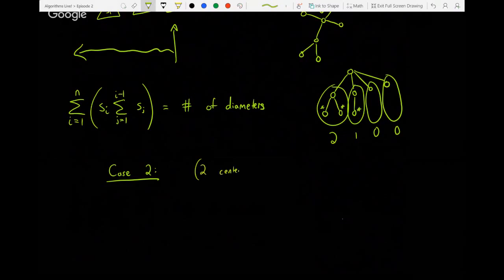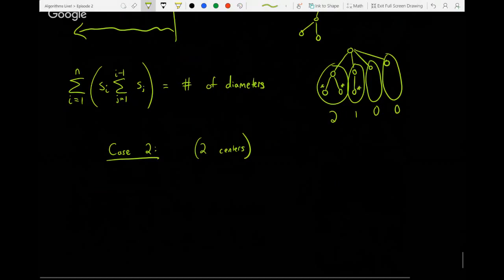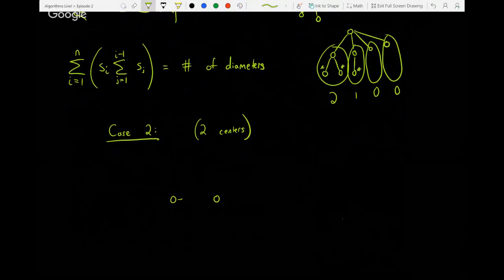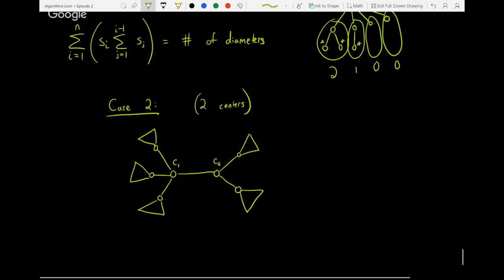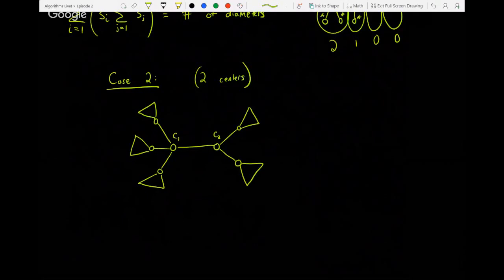Case 2 is a little easier. That's the 2 centers case. So I have 2 centers here. I have C1 and C2. And I have some subtrees hanging off. Maybe something like that. And then I could have 2 centers with these subtrees hanging off. Something like that. And if I take everything of max depth over here, I can pair it with everything of max depth over here, because remember, all diameters have to go through both these centers. We proved that earlier in the episode.